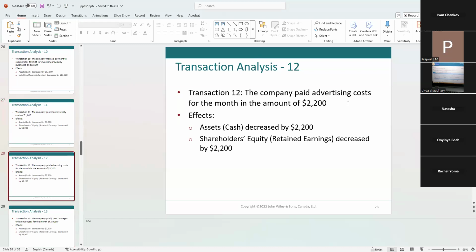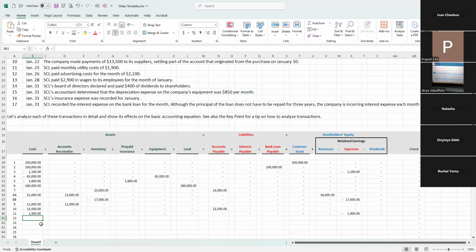Company paid advertising cost for the month for the amount of $2,200. How is this going to be different than the utilities? Is it going to be different or exactly the same? It's the same. Just the amount will be different, right? Minus 2,200. No dividends. Let's do another one.